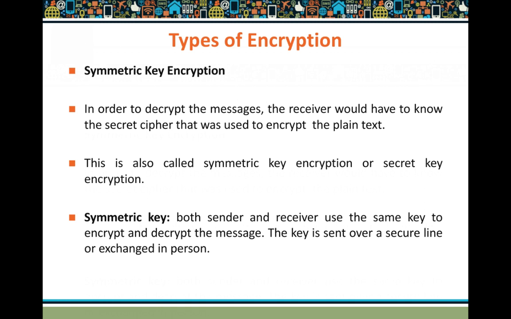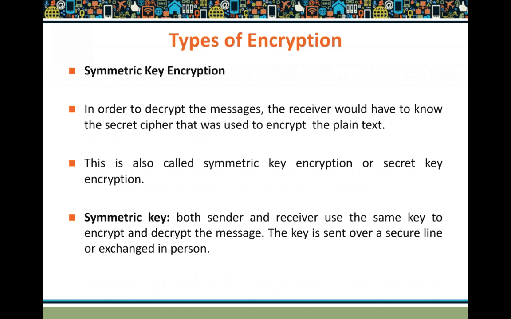Symmetric key encryption. In order to decrypt the messages, the receiver would have to know the secret cipher that was used to encrypt the plain text. So the very same key that was used to encrypt should be used to decrypt as well. The key with which the sender has encrypted the message should be known to the receiver in order to decrypt the message back to plain text and thereby interpret the contents. So this is called symmetric key encryption or secret key encryption.